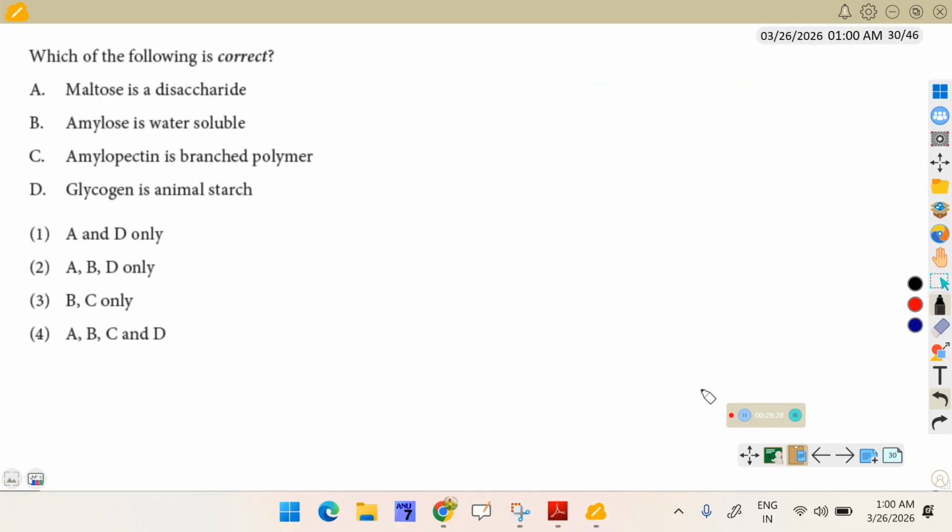Which of the following is correct? Maltose is a disaccharide, correct. Amylose is water soluble, correct. Amylopectin is a branched polymer, correct. Glycogen is animal starch, correct. Fourth option.